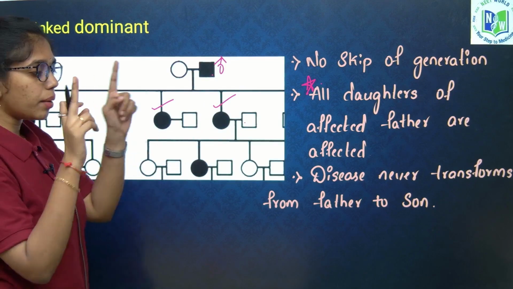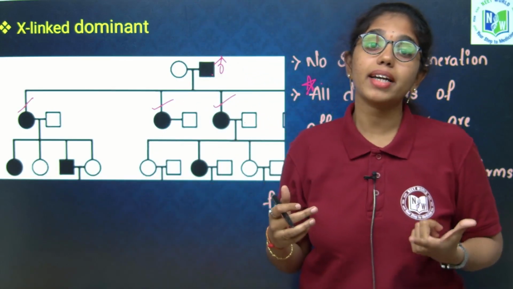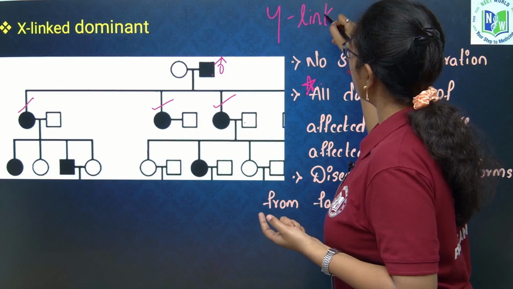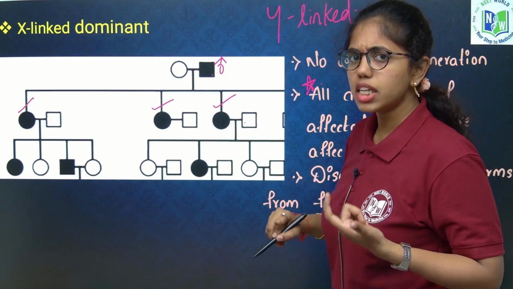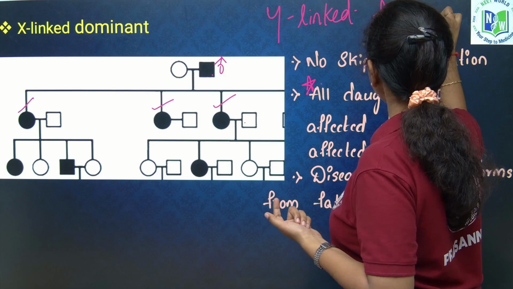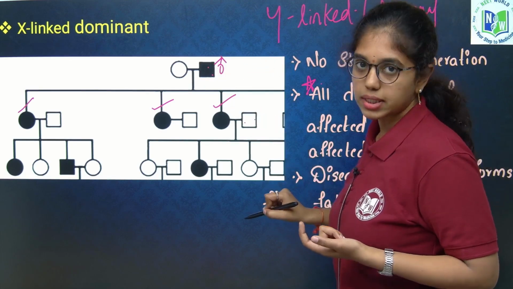If you look into any pedigree diagram where the disease is from father to son, then what type of disease is it? Y-linked disease. And there is a possibility of autosomal disease also, if the disease is passing from father to son.